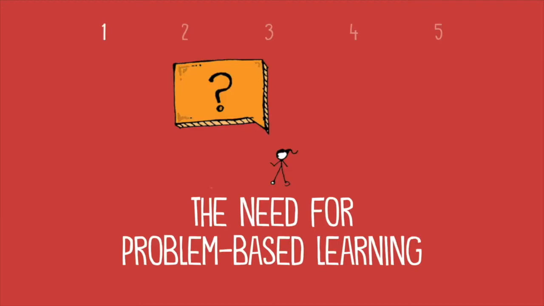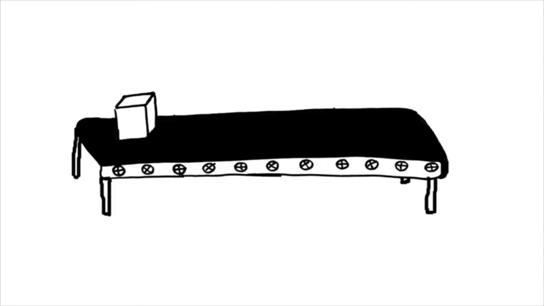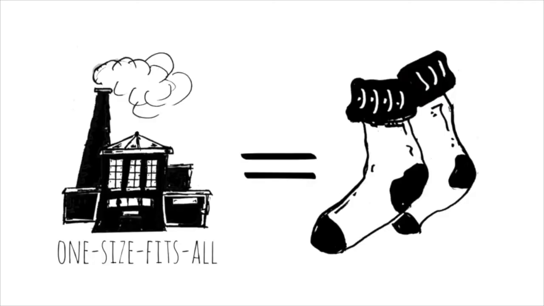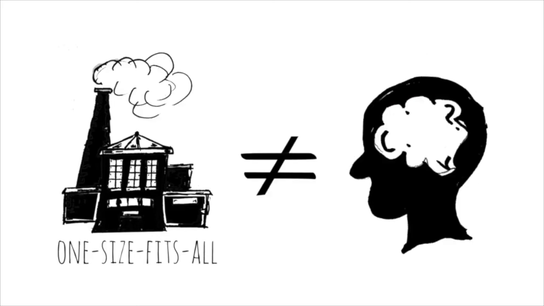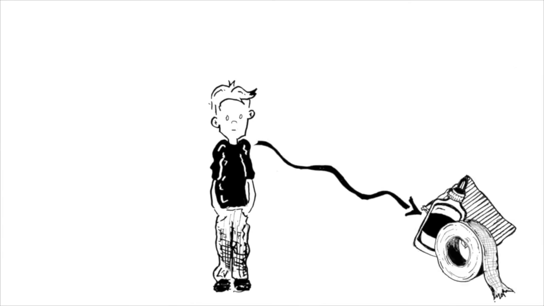Number one, the need for problem-based learning. School exists in a one-size-fits-all factory model where students are expected to passively consume content. But here's the thing, kids aren't widgets, and one-size-fits-all is great for socks but lousy for minds. Kids need to dream and wonder and imagine. They need to design and build and tinker, and they need to think critically and solve complex problems.